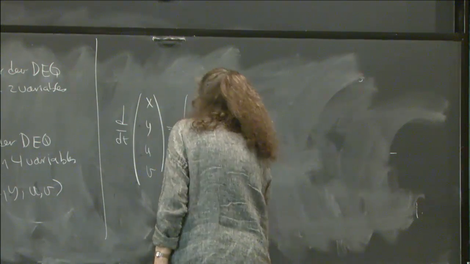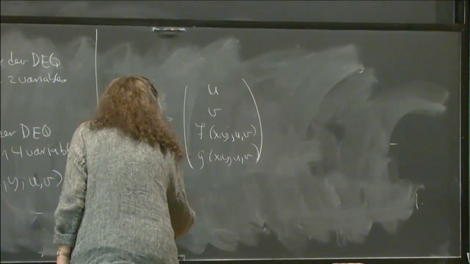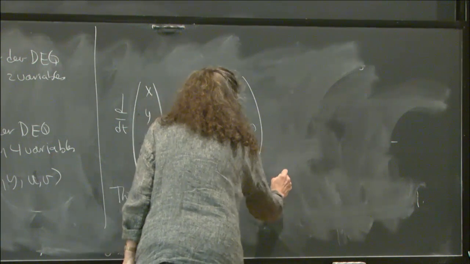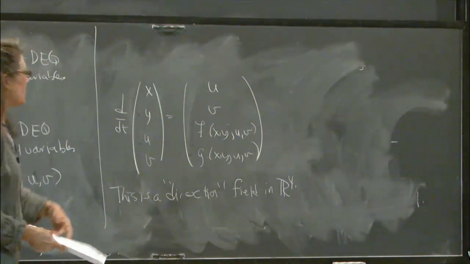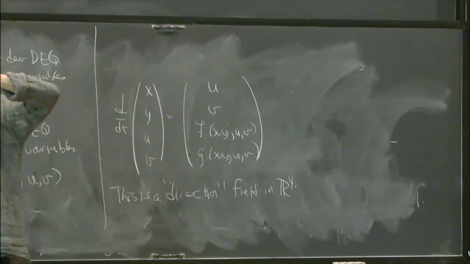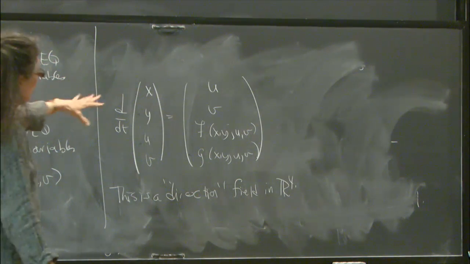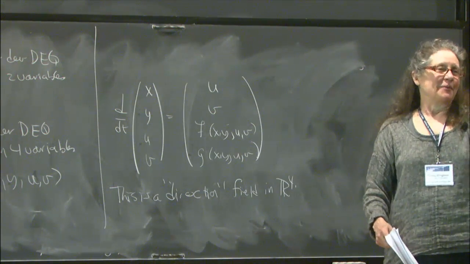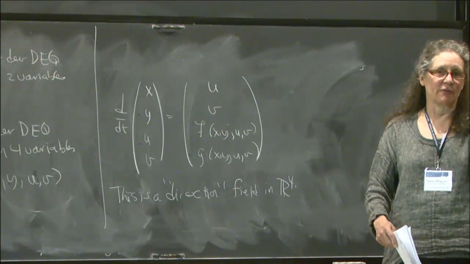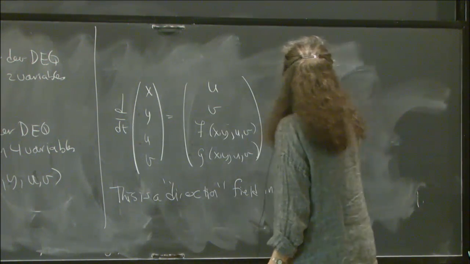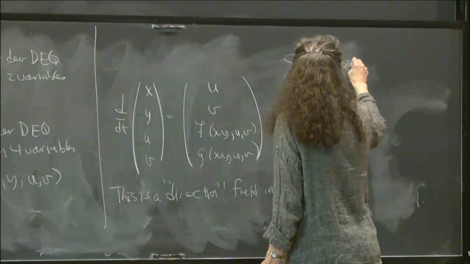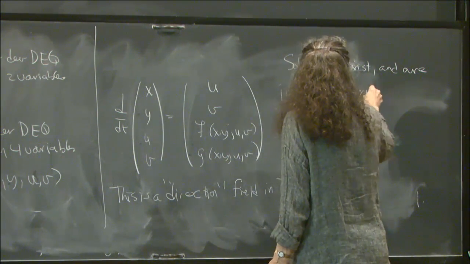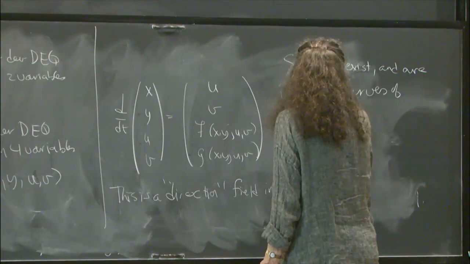So what is this? This is a direction field in 4 dimensions, R4. We have 4 variables, and this is a vector field in 4-dimensional space. What we're looking for is just the integral curves of that vector field. And this is Lipschitz continuous, and therefore there are solutions. You just want to follow the integral curves of that vector field. So solutions exist, and integral curves of this nice vector field.